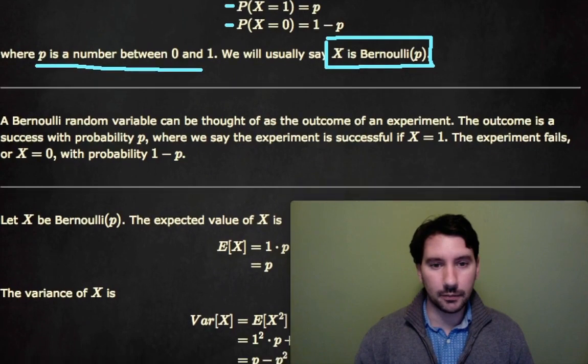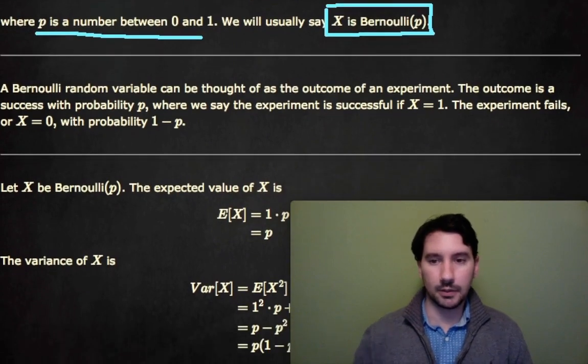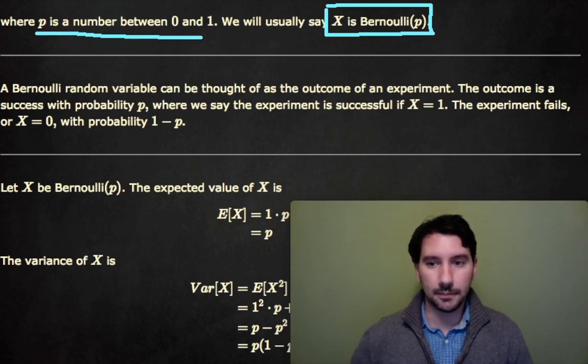So a Bernoulli random variable can be thought of as the outcome of an experiment. Whenever the experiment is successful, we say x equals 1, and the probability that it is successful is p. If the experiment fails, we say x equals 0, and the probability that the experiment is going to fail is 1 minus p.